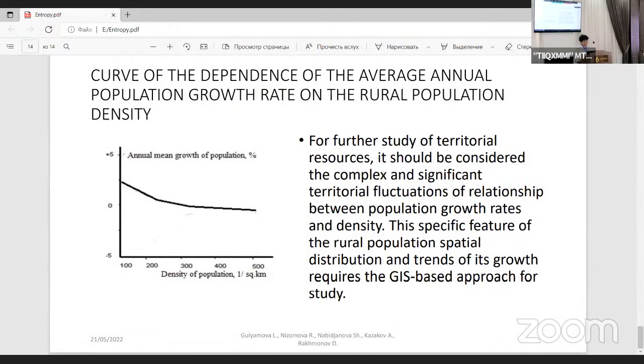When we look, this graph is more interesting because you can see the evidence of annual mean growth of population and density. And it seems that the longer annual growth in places means that this is a very interesting specific picture, especially interesting from the point of view of the GIS-based approach. What kind of agility it detects is interesting. That's all.